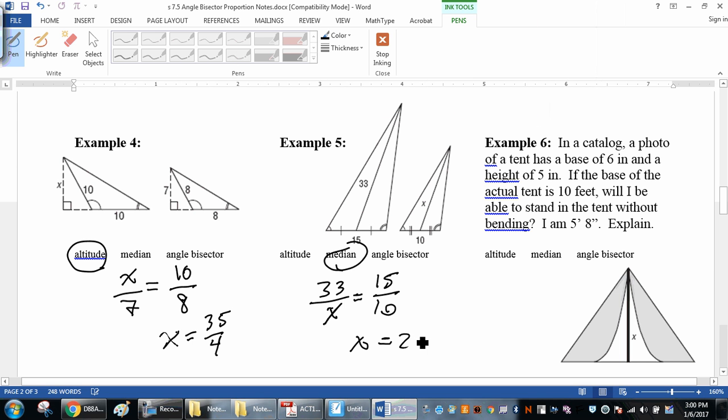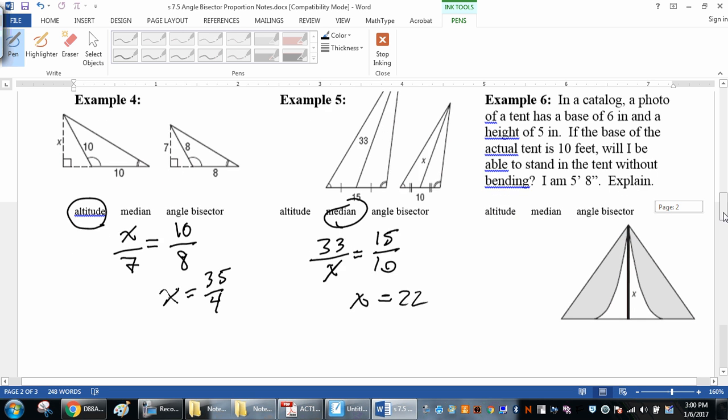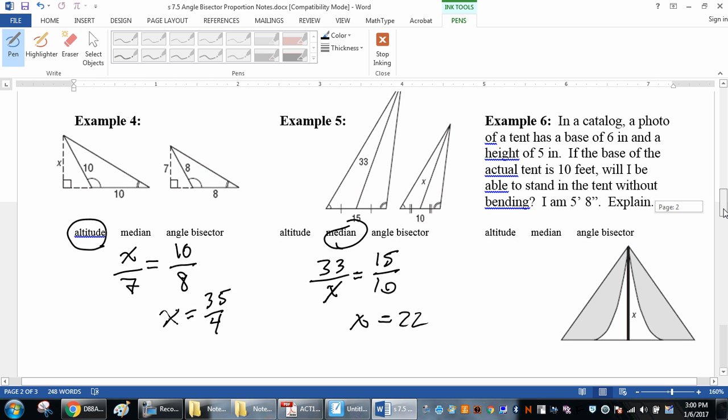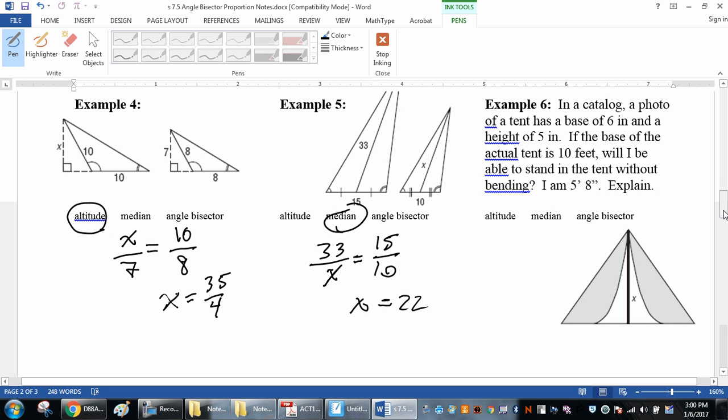Sorry about that. All right, example 6. Here's an application problem. Not a big deal. Just take a second, read through it. In a catalog, a photo of a tent has a base of 6 inches and a height of 5 inches. So not a big deal, right? This is the same idea. The photo is the similar triangle. So we really just have a small triangle that looks like this, of our tent. The base is 6 inches. The height makes a right angle, so the height is really our altitude, and it is 5 inches. The base of the actual tent is 10 feet.